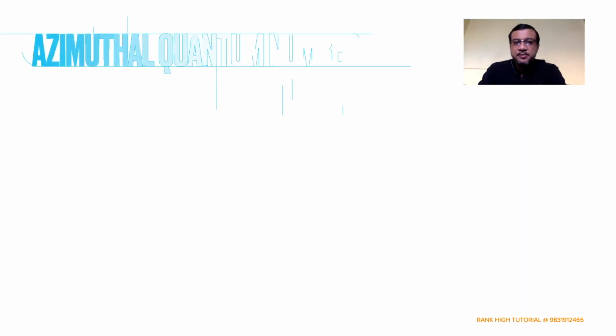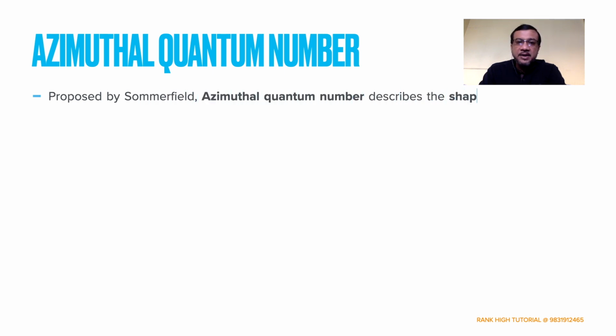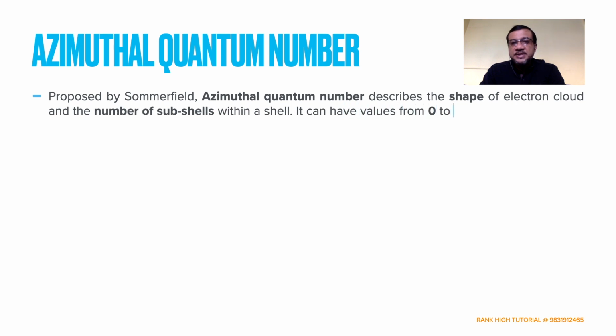Now comes the azimuthal quantum number. Proposed by Sommerfeld, azimuthal quantum number describes the shape of the electron cloud and the number of subshells within a shell. It can have values from 0 to n-1. That is, for an s subshell which is spherical in shape, l equal to 0. For a p subshell which is dumbbell in shape, l equal to 1.